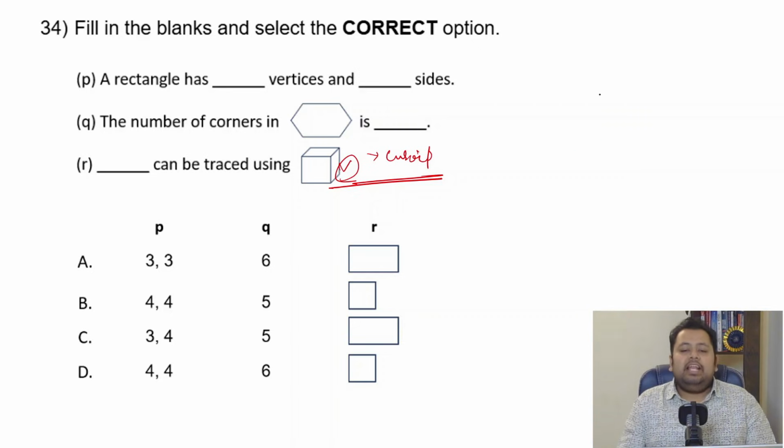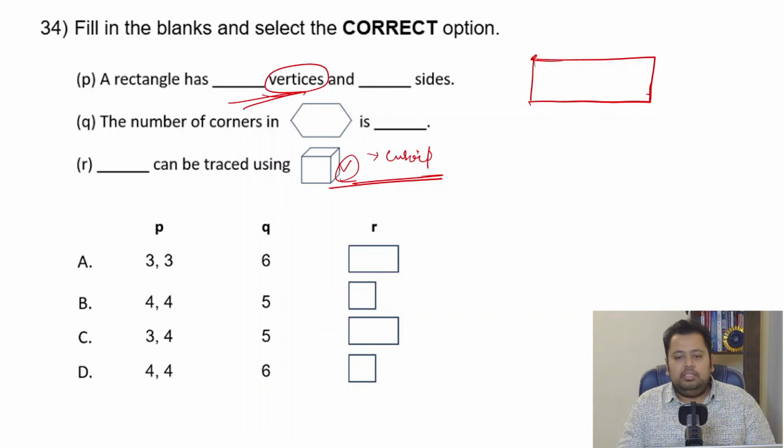Great. So, what is a rectangle? A rectangle looks something like this, right? Now, what's it asking? What are the number of vertices you see? What are vertices? Vertices are nothing but these, right? These are 1, 2, 3, and 4. So there are 4 vertices.